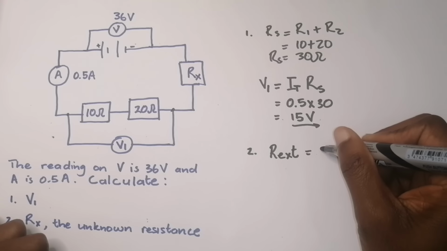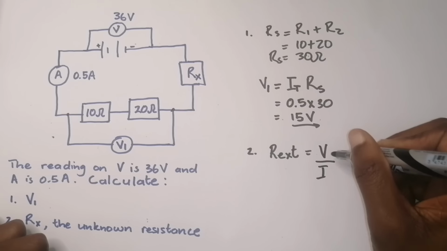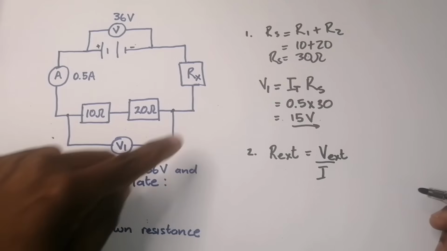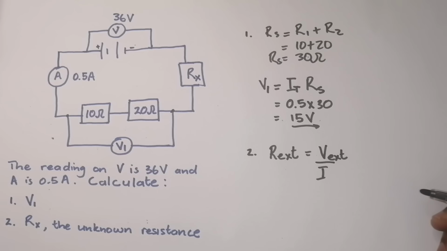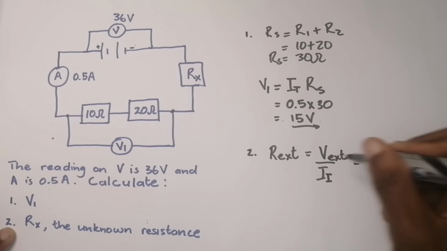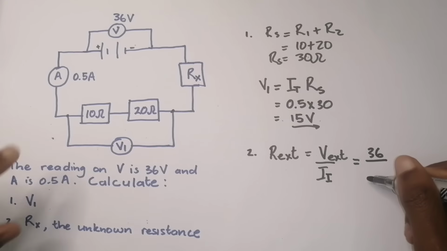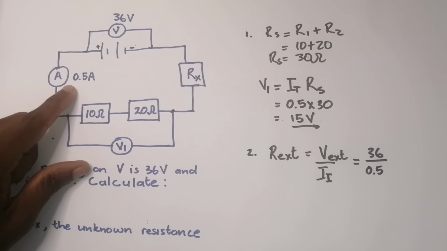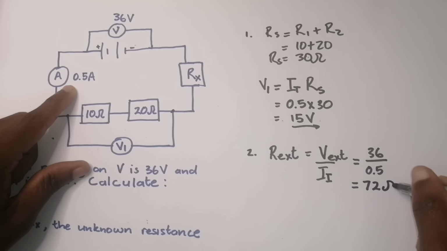So R will be V over I, isn't it? I know my V external. All my resistors combined go hand in hand with that total voltage there, so that's divided by I total. Therefore V external, this is 36 volts divided by what is my I total? We know that's going to be 0.5. So you get a value of 72 ohms there.